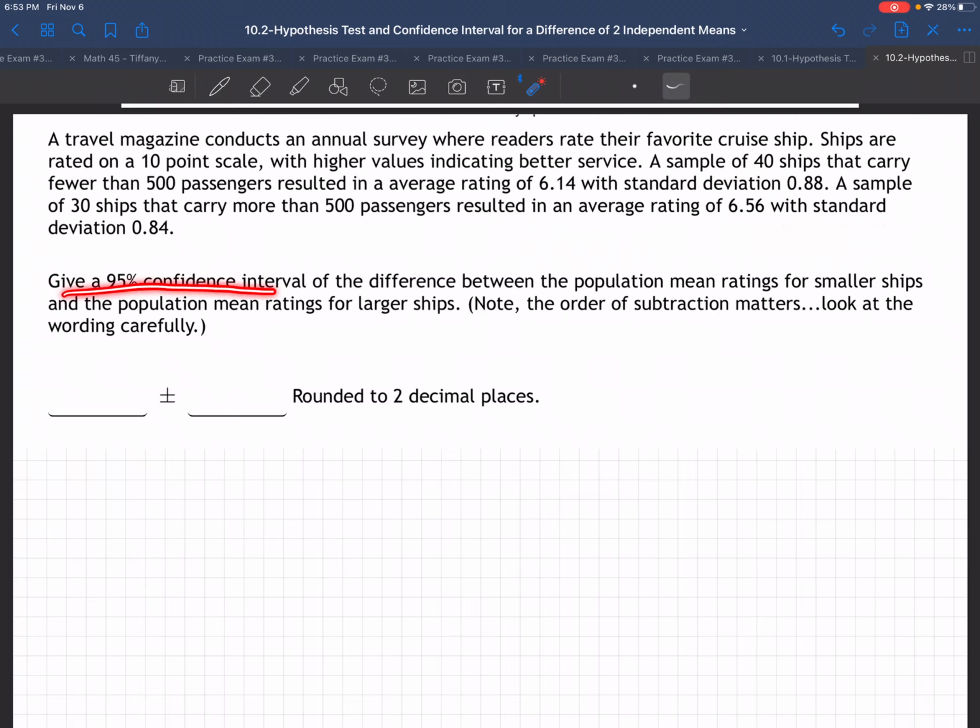Give a 95% confidence interval of the difference between the population mean ratings for smaller ships and the population mean ratings for larger ships. Note the order of subtraction matters. Look at the wording carefully. Okay, so what are we supposed to do here? This is a confidence interval for population mean.